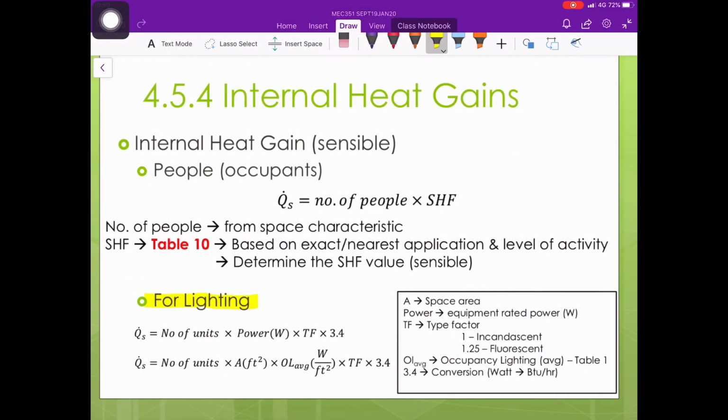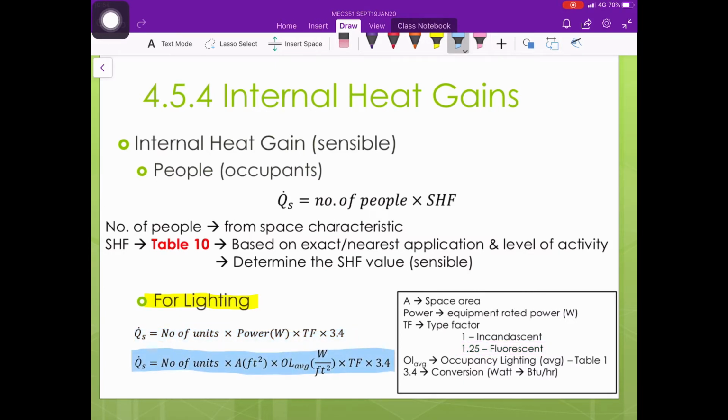For sensible internal heat gains for lighting, it can be obtained by multiplying the number of lighting units with the rated power in watts, the type factor, and the conversion from watt to BTU per hour. The type factor for lighting can be either incandescent or fluorescent light. For incandescent light, the type factor TF is 1, while TF for fluorescent light is 1.25.